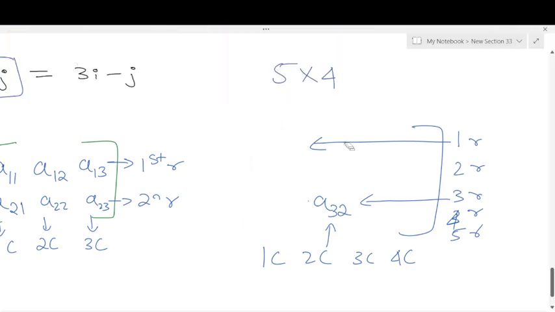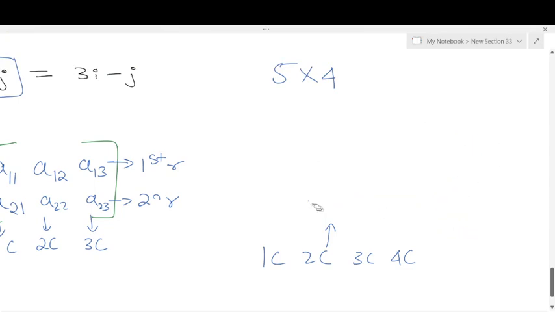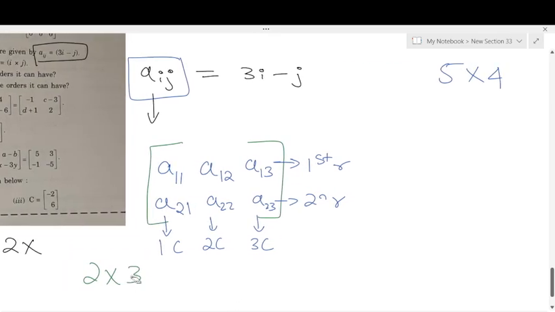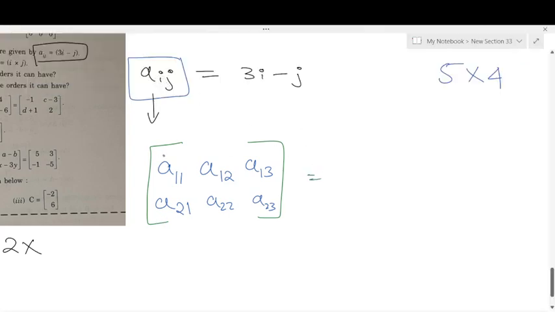Now we got to know how to frame the matrix. Without the numbers, we got to know how to frame the matrix. Now I'll erase this. Left hand side is done. Left hand side is equal to the right hand side equation given. Take the first one. For A11, use this equation.